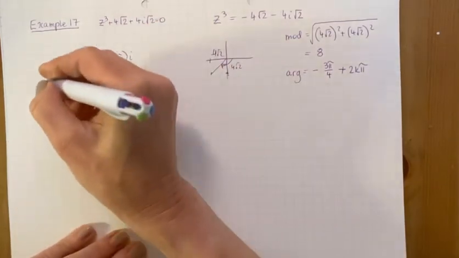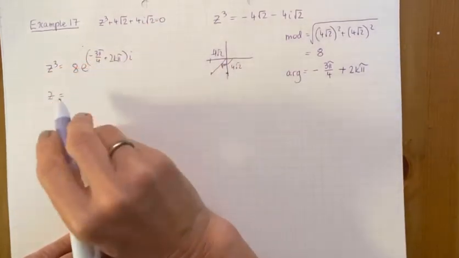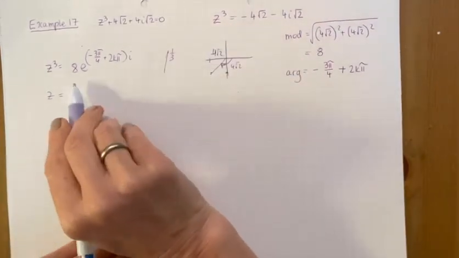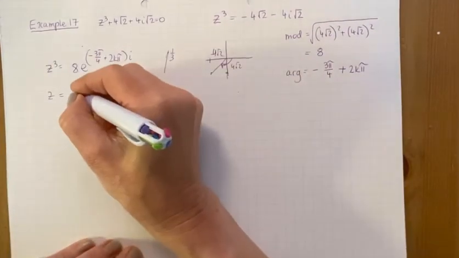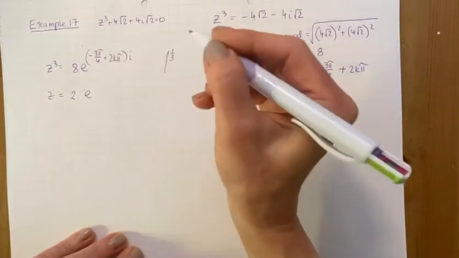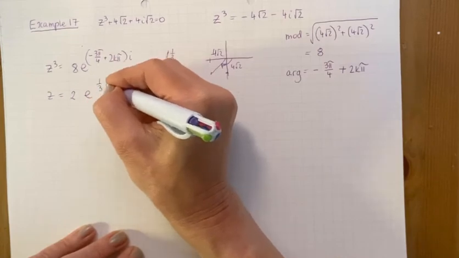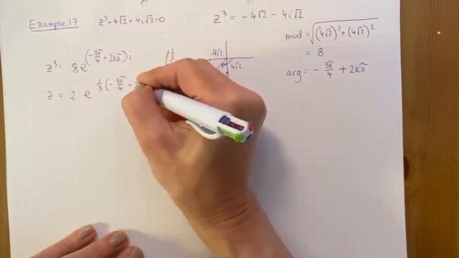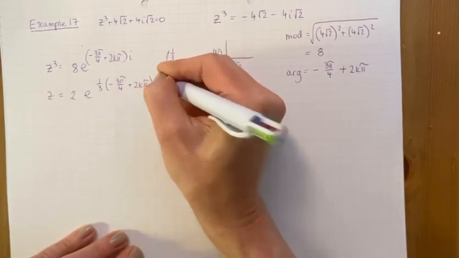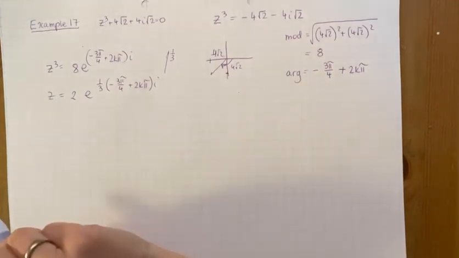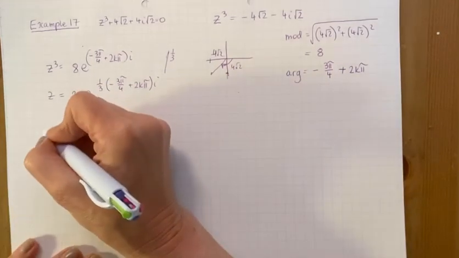Okay, so we are going to cube root it. So I'm going to do this one a little bit quicker. If I raise it to the power of a third, cube root of 8 is 2. And then I just need to multiply the power by a third. So it's a third of minus 3 pi over 4 add 2k pi i. Okay, so we've got a choice here. You could put 0, 1, 2 as consecutive numbers of k.